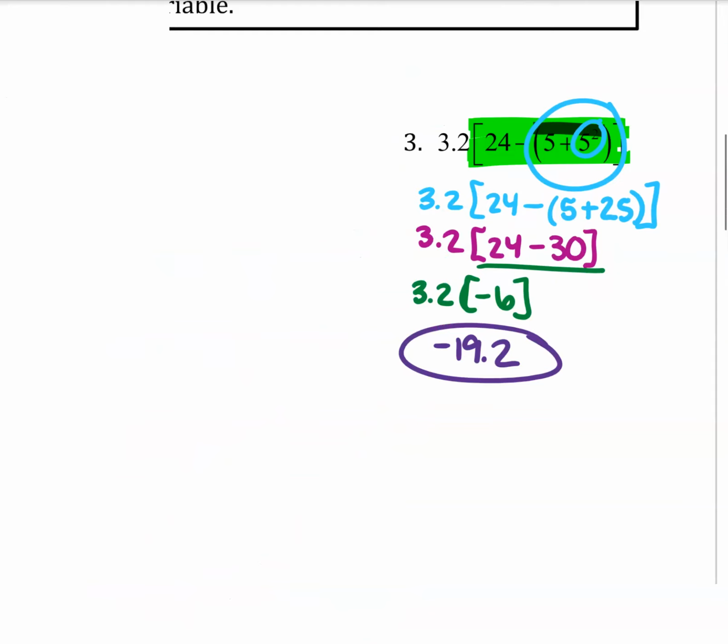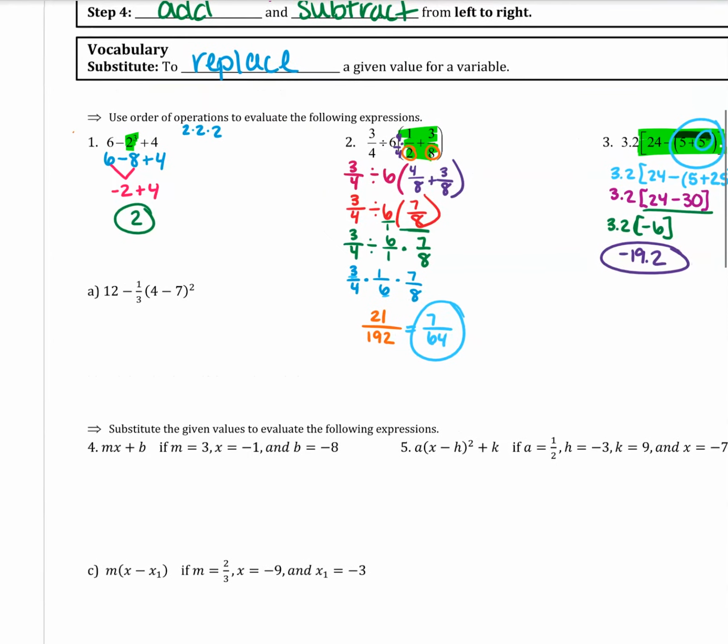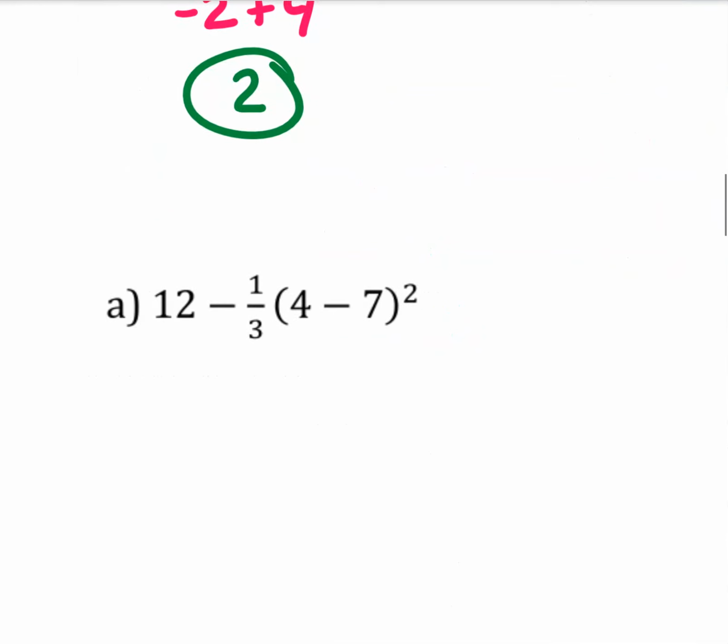Now, if you're following along on your guided notes, there is problem A right here. You're going to do that on your own. So maybe take a second and pause the video and do this one on your own, and then I'm going to give you the answer.